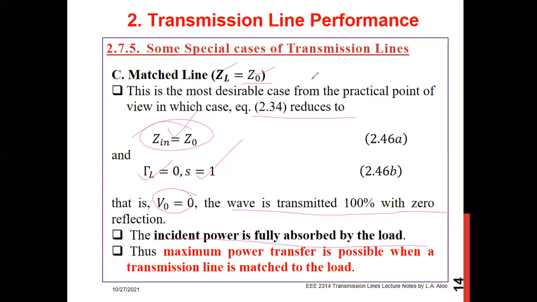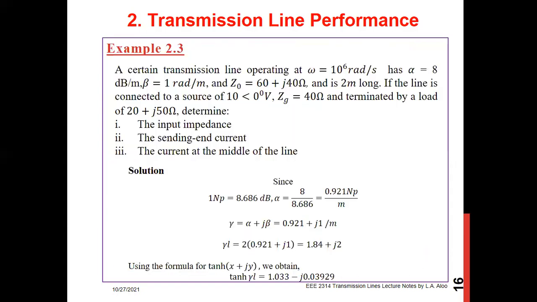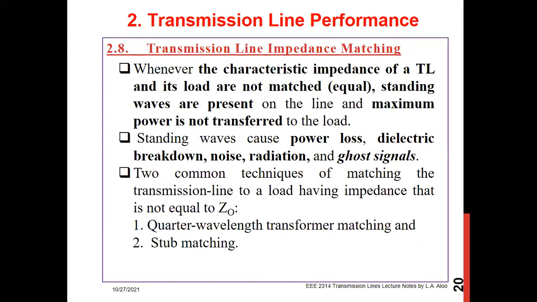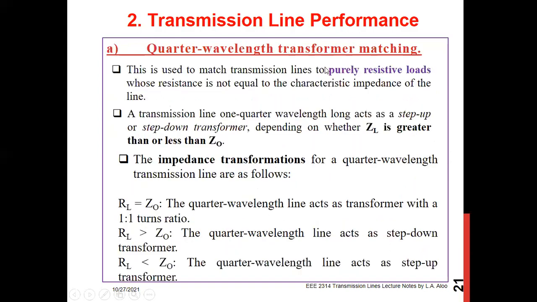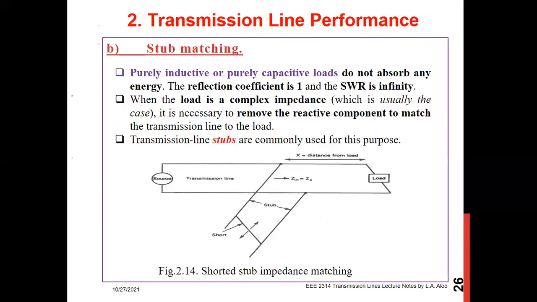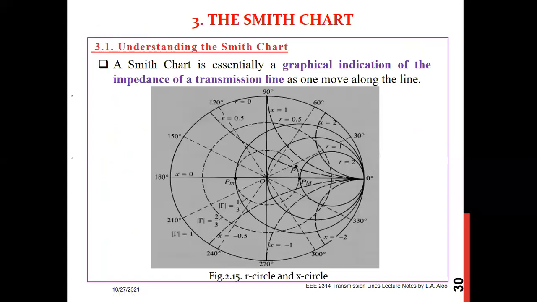When we are done with this section, the next subtopic will be transmission line impedance matching, where we look at the quarter wavelength transformer matching, stub matching, and so on and so forth. This is what we'll be doing next week. When we meet for transmission lines, we will do transmission line impedance matching. Then after we are done with that, we go to Smith chart.